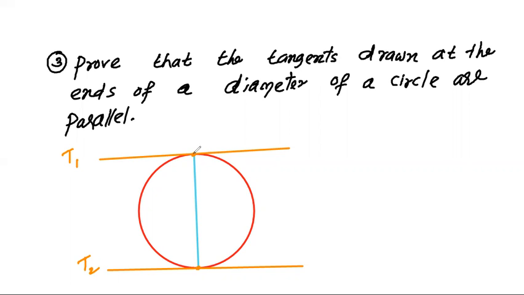Is it clear? Now let me mark this point of contact as A, the center as O, and this as B. We know that AB is the diameter. Obviously, it will pass through the center of the circle, which is denoted by O in the figure. Now listen. According to the concept that we have discussed already, I can write that the angle between the tangent and this radius AO will be equal to 90 degree. Similarly, the angle between this tangent and radius OB is also equal to 90 degree. You can see that alternate angles are equal.